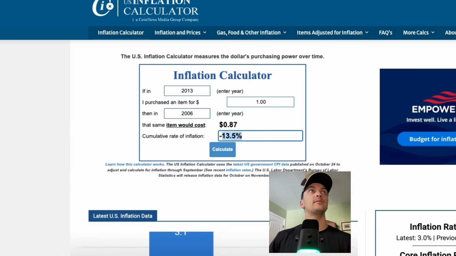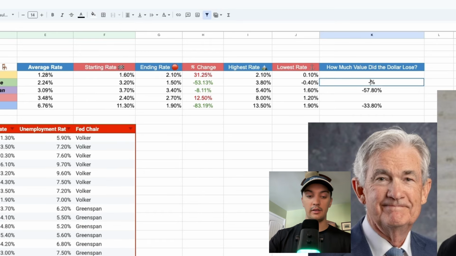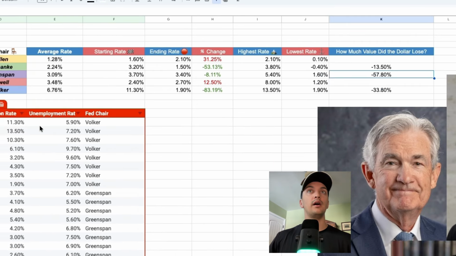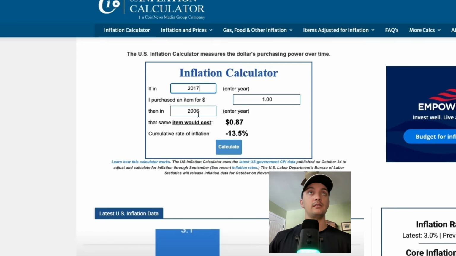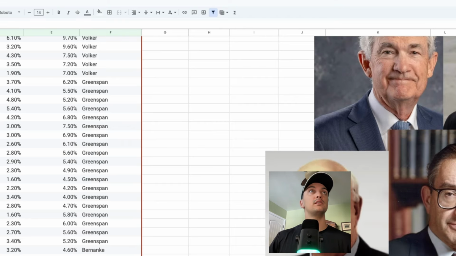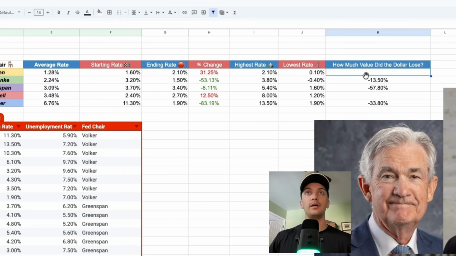13.5%. Okay. That was Bernanke. And actually, what I'm going to do is divide it by their tenure later so I can see how much they lost per year, because that's more fair. Yellen, 2014 and 2017, 3.4%. Because she had the least amount of time to basically mess things up.